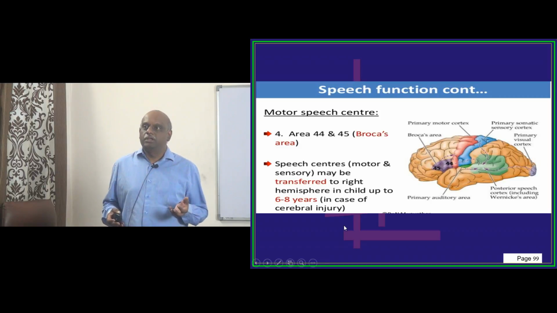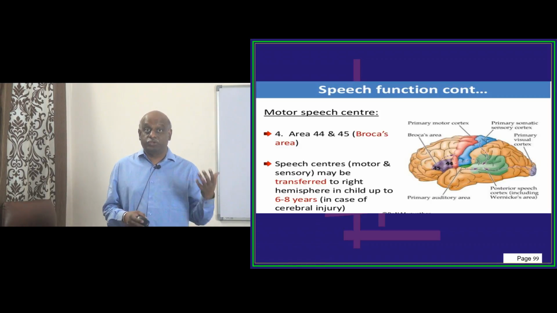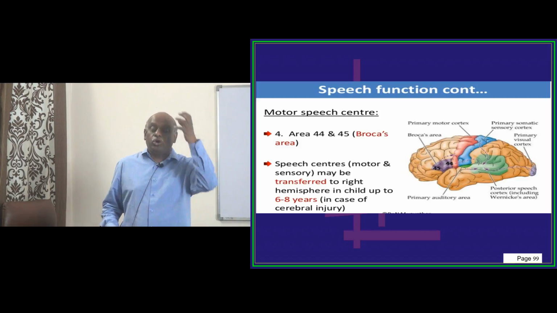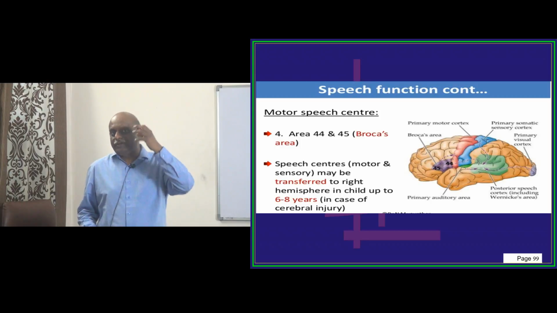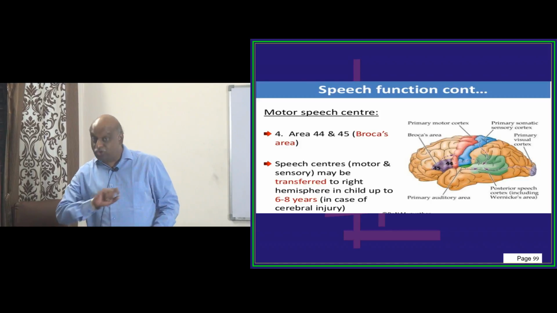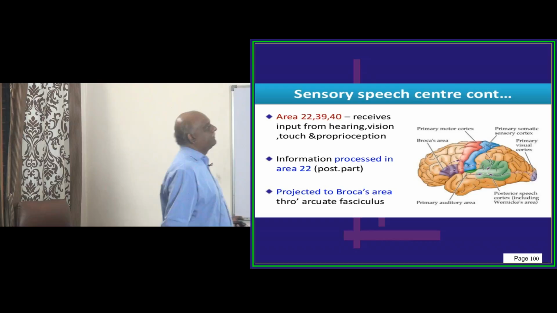Suppose a child had a cerebral injury, something happened to the left side hemisphere, then God has given a beautiful thing. Until 6 to 8 years, if something happens to your left brain, you won't become aphasic. All your speech functions of the left dominant hemisphere are transferred to your right hemisphere, even though you are a right-handed individual. That is what you need to remember.